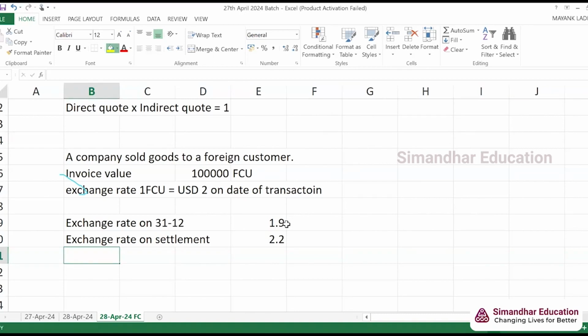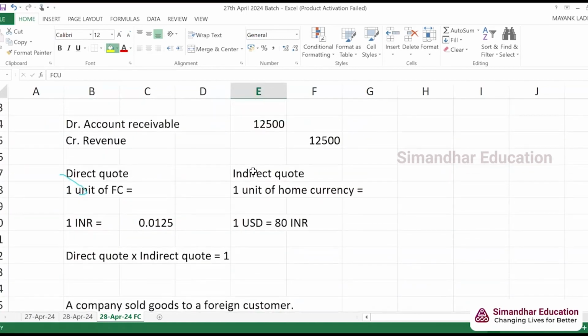Sonia, do you still have confusion on direct and indirect quote after my explanation? Okay, so I'm repeating once again. Whenever we say direct quote, you think of it: how much does it cost for 1 unit of foreign currency, for $1? Let's say you're in India. If you're in India, you think of it: how much will $1 cost me in INR? So $1 is equal to 80 INR is the direct quote.